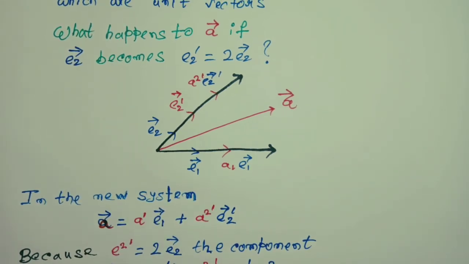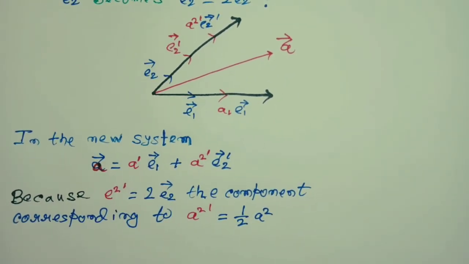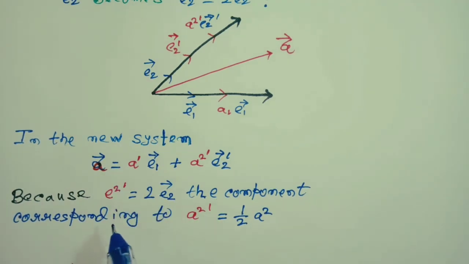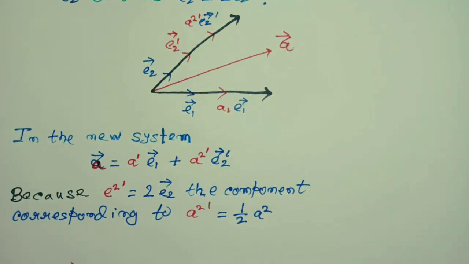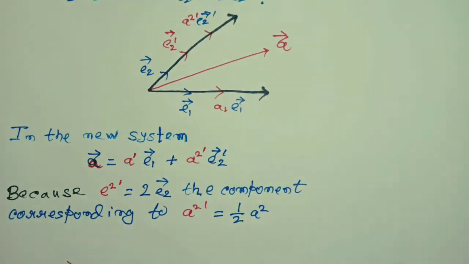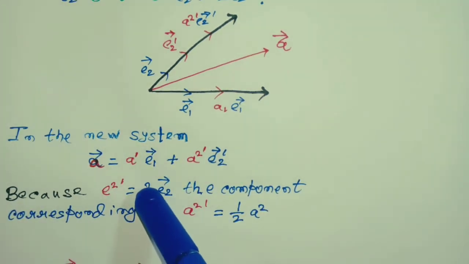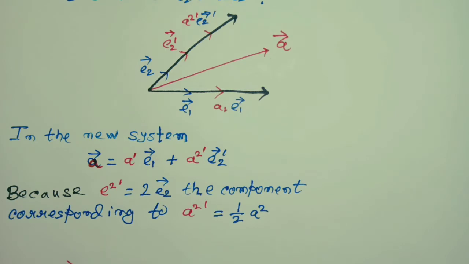Right. So this one is a, and we can write a as a1 prime e1, which is this one, plus a2, which is the new one, times e2 prime, which is this one. This is the e2 prime, right? And because e2 prime equals 2e2, the component corresponding to a2 would be half of a2. We have shown enough examples of this. So this is the typical example of a contravariant vector. The basis is doubled, but the component becomes half.